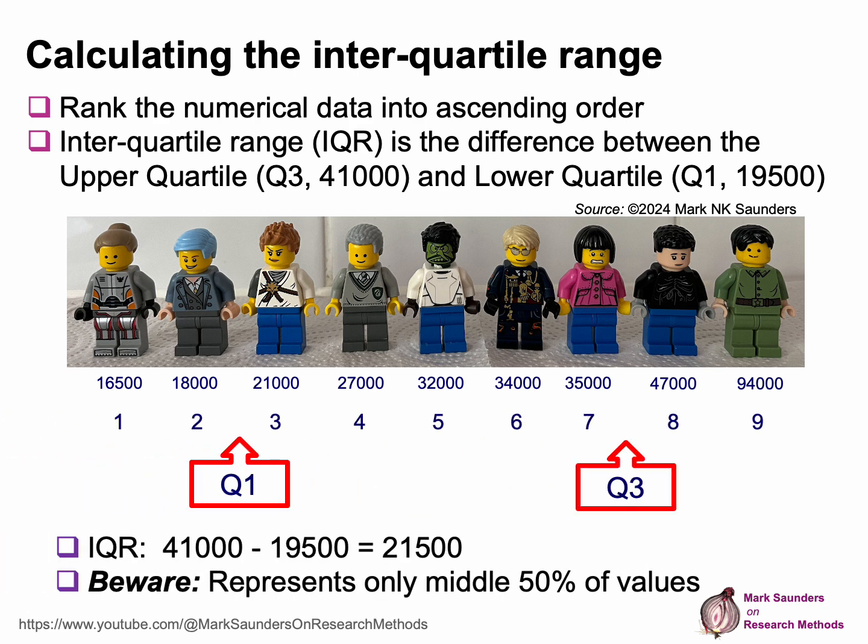Our upper quartile, quartile 3, has a value of 41,000. Our lower quartile, quartile 1, has a value of 19,500. Our interquartile range is therefore the difference between these two values, which is 21,500. But we need to be aware this only represents the middle 50% of all our data values.